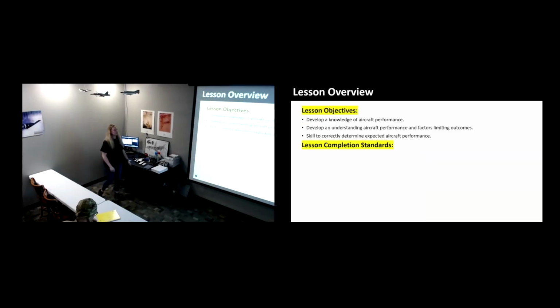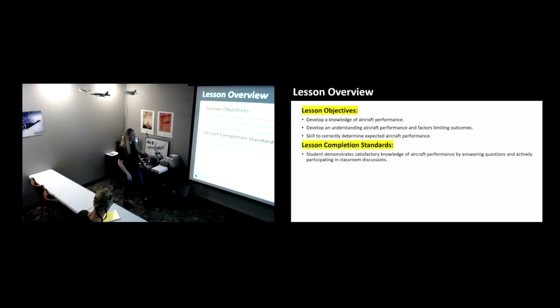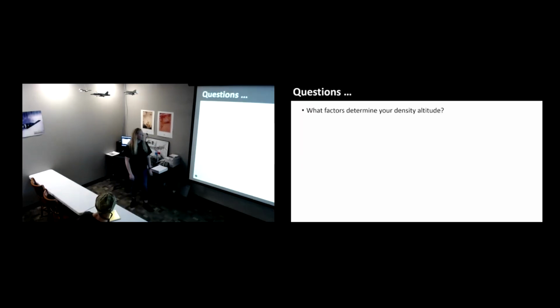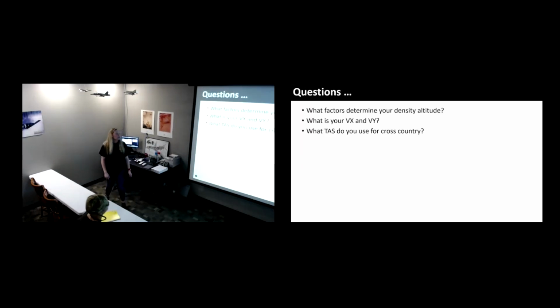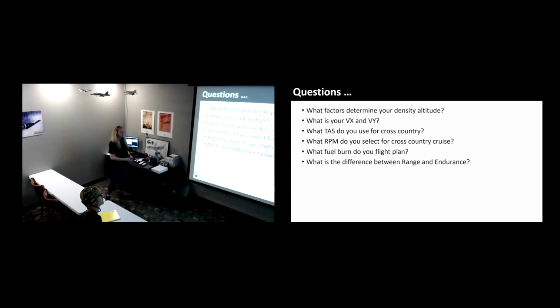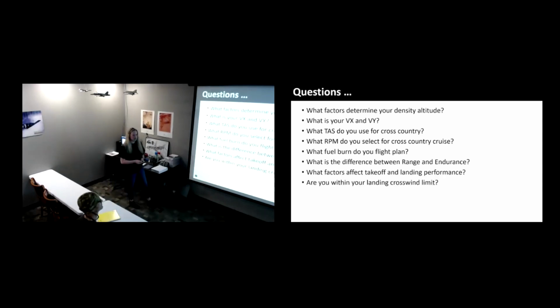All right. We're going to talk about the things that affect aircraft performance and what these charts look like. There are two different kinds of charts you'll see based on the airplane that you're flying. You'll see charts that are graphical, and you'll see tables. I like the graphs better, but we do learn both. So these are some questions that we're going to answer today. Okay, not going to answer them now because we will get to them.